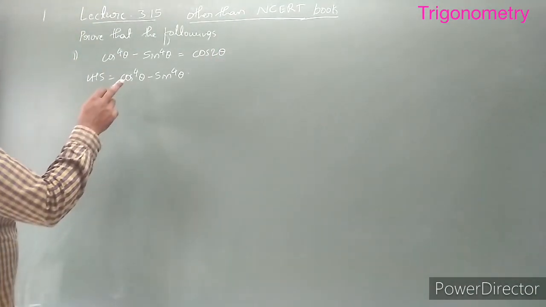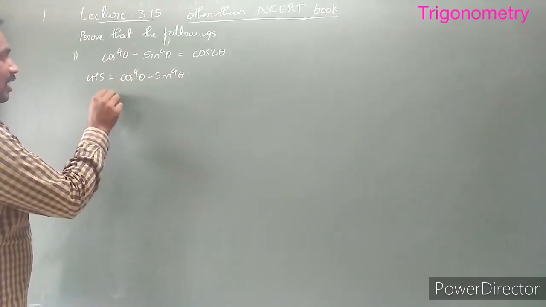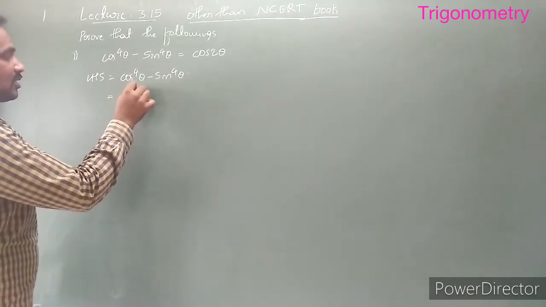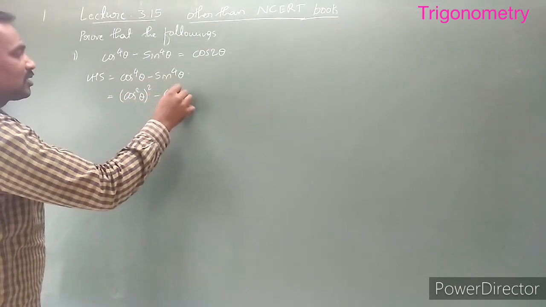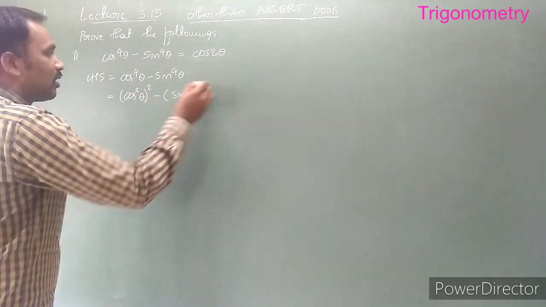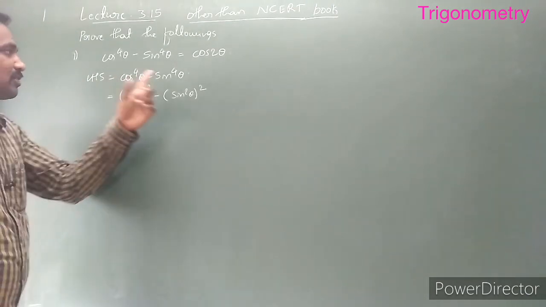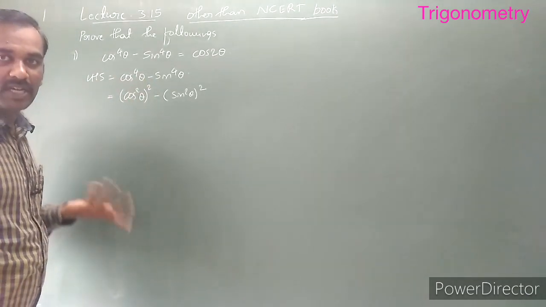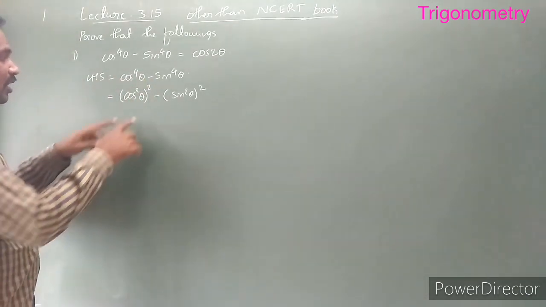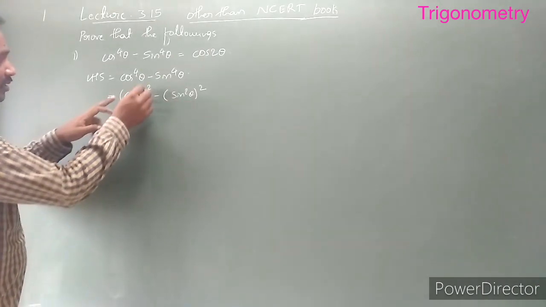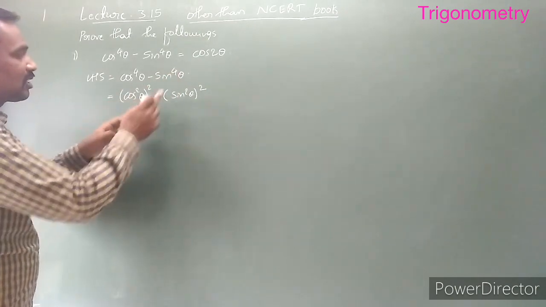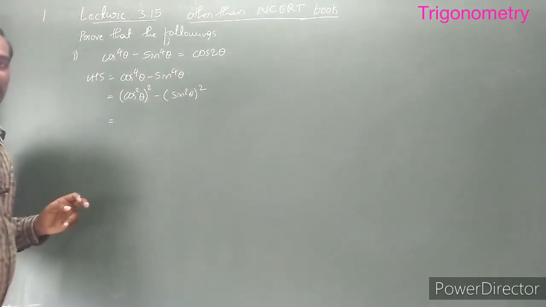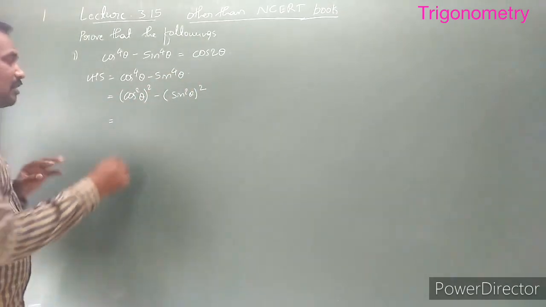Here, both sin and cos are there, so I just rewrite this one as cos square theta whole square minus sin square theta whole square. Once again, you get cos power 4 theta minus sin power 4 theta, obviously. Now it is a square minus b square, where a is this bracket and b is this bracket. What is a square minus b square? A plus b, a minus b.